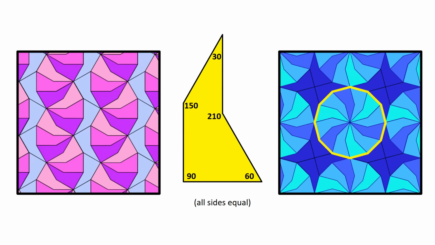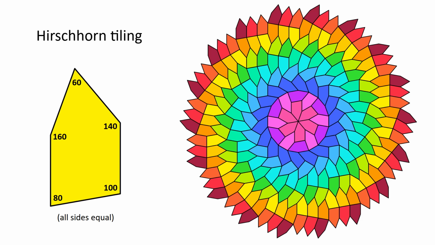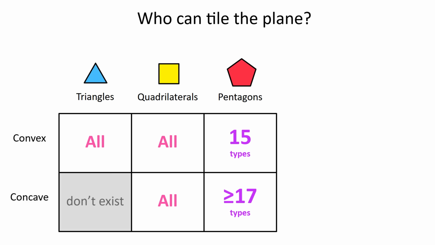Speaking of spirals, there's even the Hirschhorn tiling, which spirals out forever. But again, the tiles are of type 1. It's honestly amazing how much can be done with just pentagons, but for now, it's time to move on.